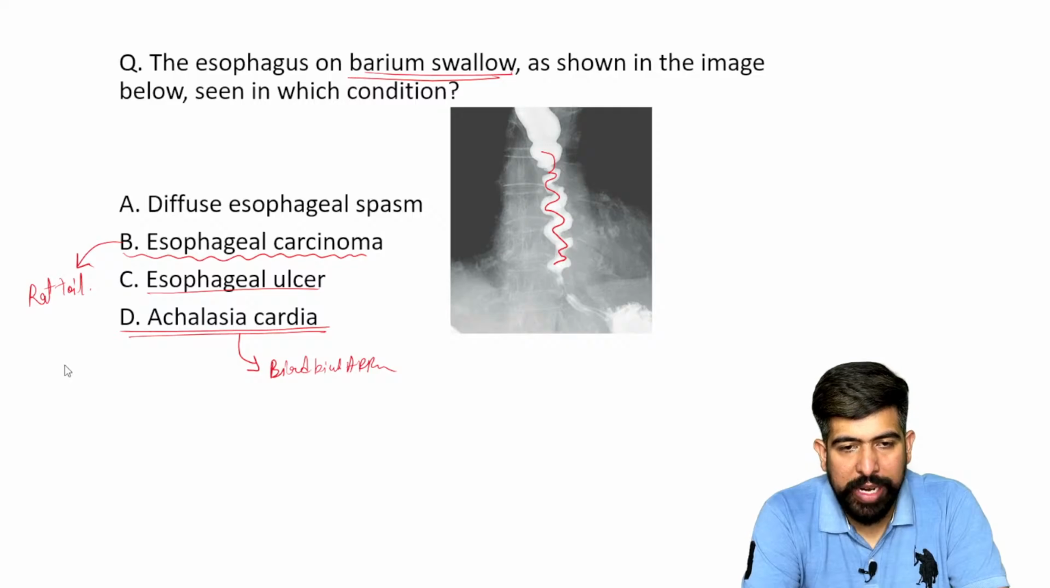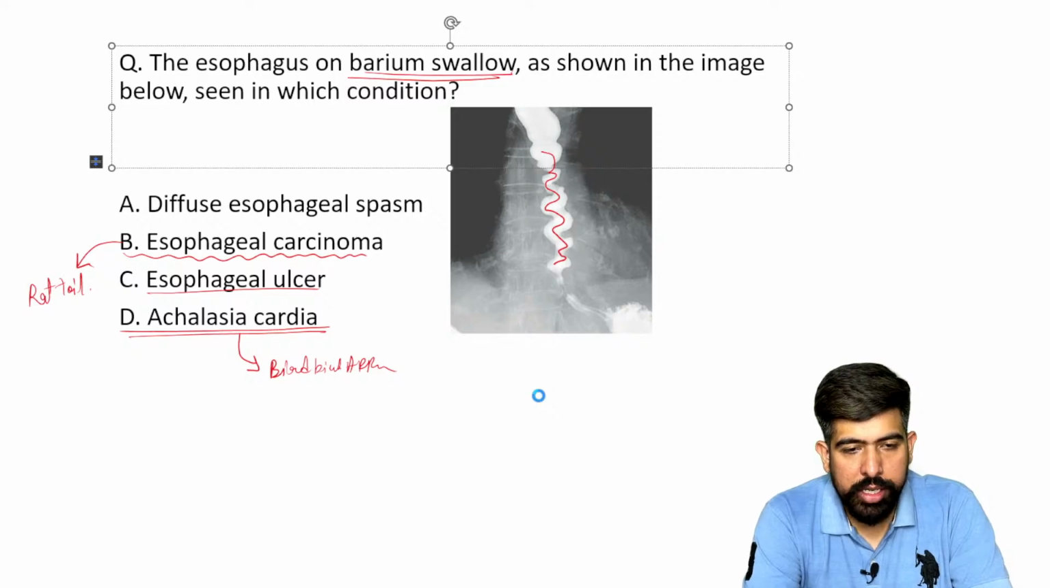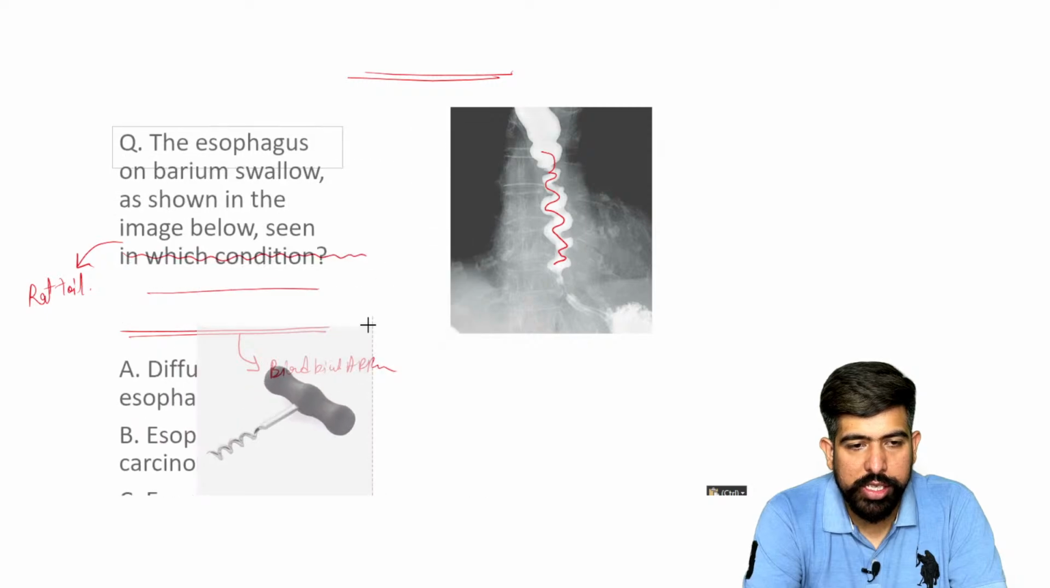For opening this wine, we have to remove the wine cork. I hope you saw the wine has a cork over it. So for removing this cork, yes, this is the corkscrew.